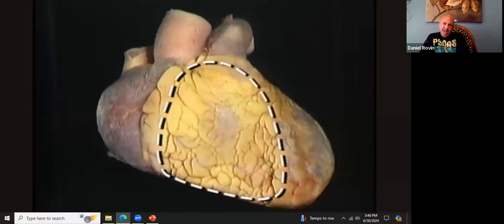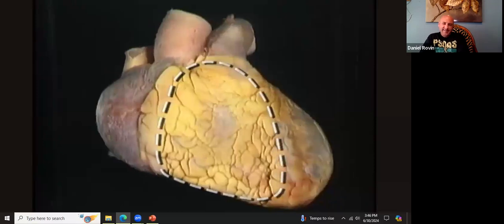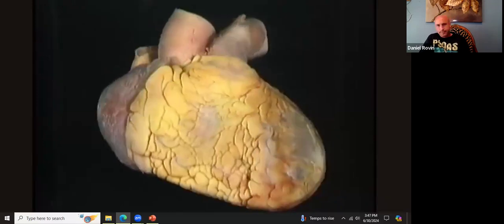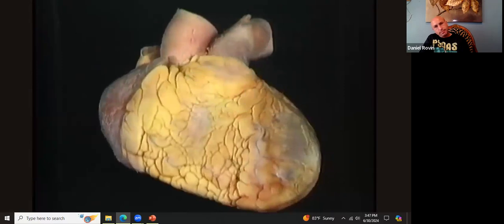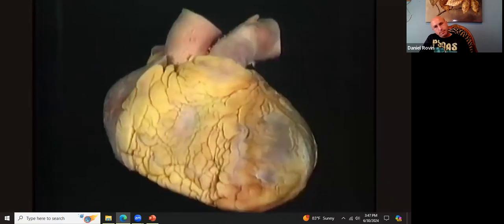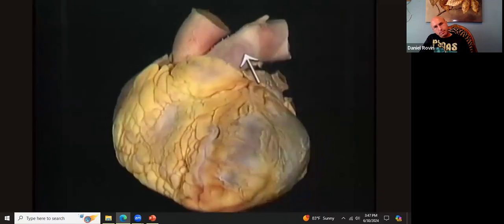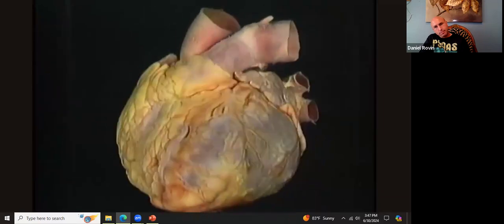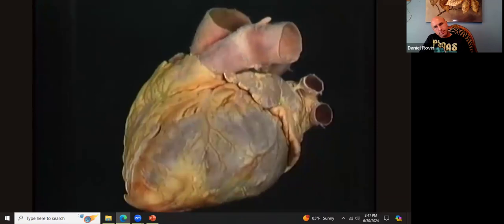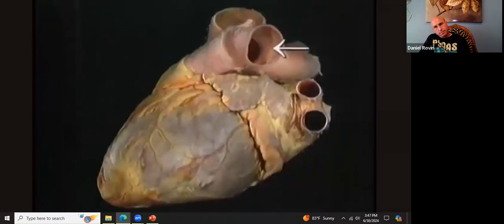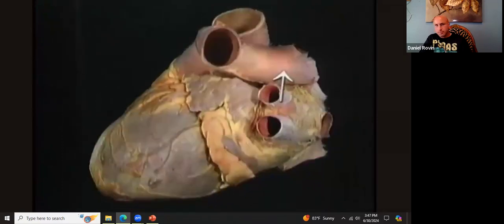Here's the right ventricle. It's almost obscured by fat. Here's the infundibulum. The pulmonary valve is here. Here's the pulmonary trunk passing to the left of the aorta and dividing into the left pulmonary artery and the right pulmonary artery.